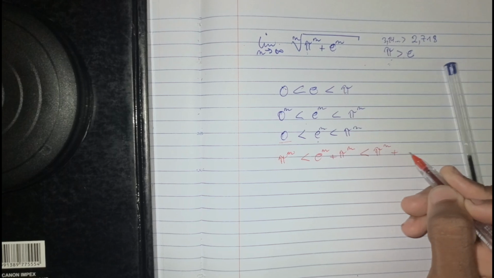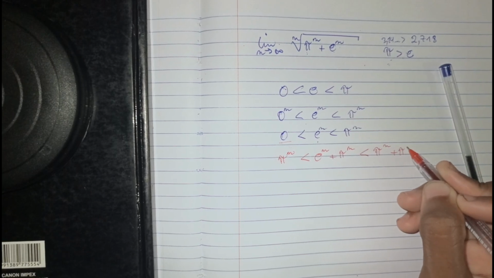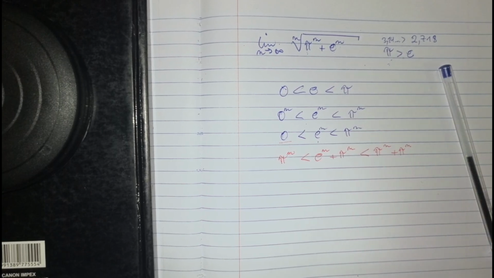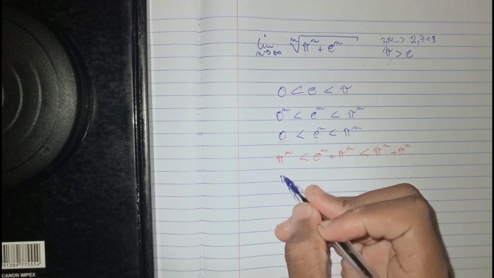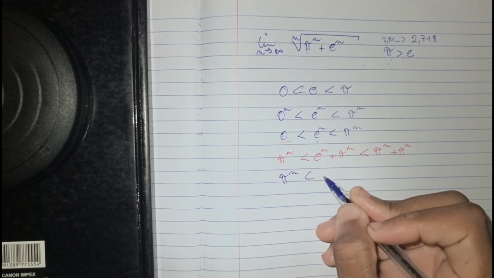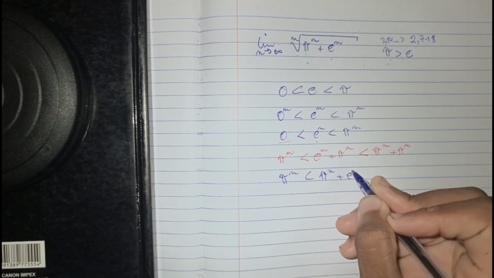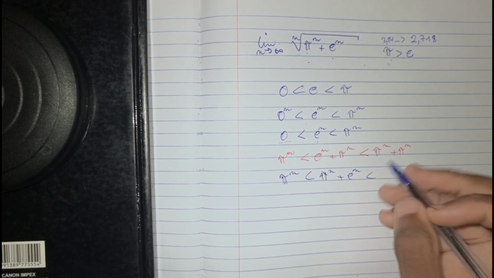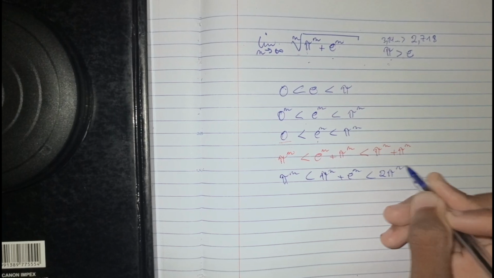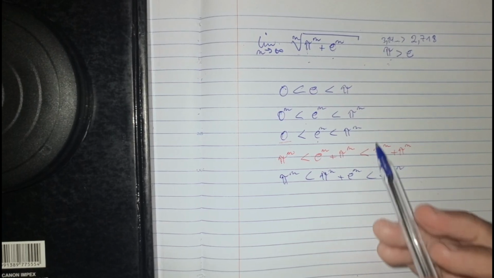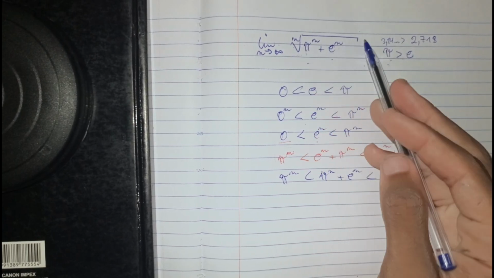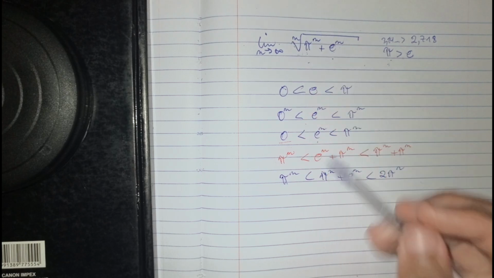So what do we get here? It's pi to the power of n. Here we can just switch, there's no problem. Here we get 2 pi to the power of n. So see that now we have this, and the n-th root. So what are we going to do?